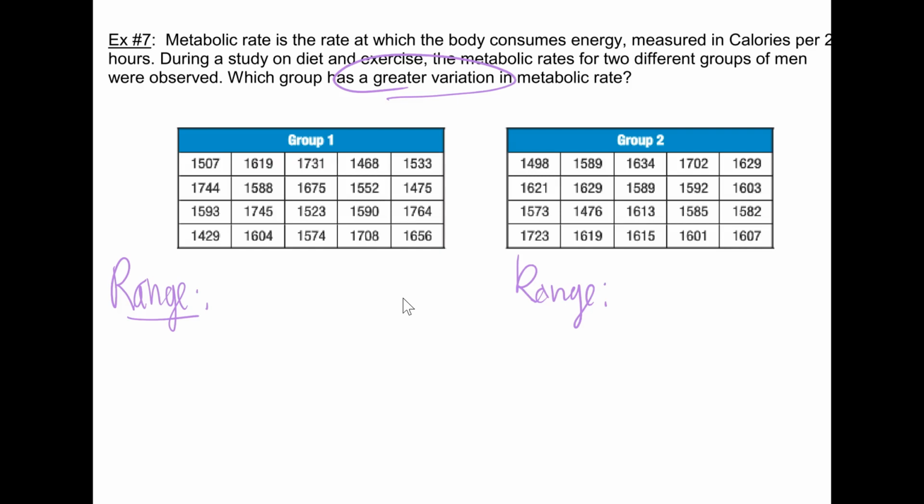But if I want to find the range, we do the highest minus the lowest. So let's look for the highest number in group 1 and the highest number in group 2. Go ahead and look for them. The highest number would be 1764. So we're looking for the highest and the lowest values. 1723 for group 2. And then 1496.